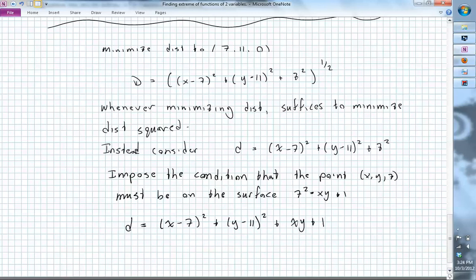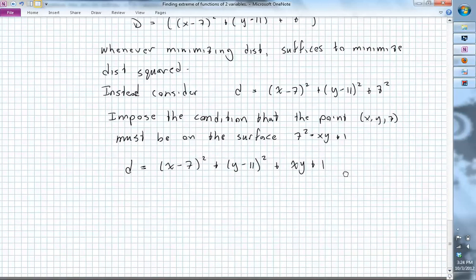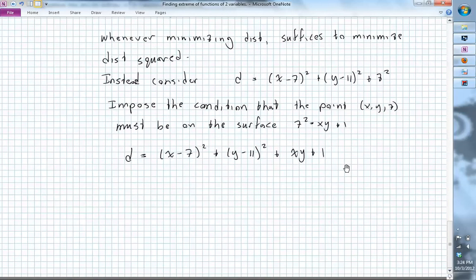And I have to warn you, it's not always this nice. It's not always the case that you have a z squared sitting here and conveniently z squared is equal to xy plus 1. Sometimes you have to do a little bit of algebra, maybe solve for one of the variables, that sort of thing. But in this case, it just works out nicely. Now I'm ready. I've got a function of two variables.